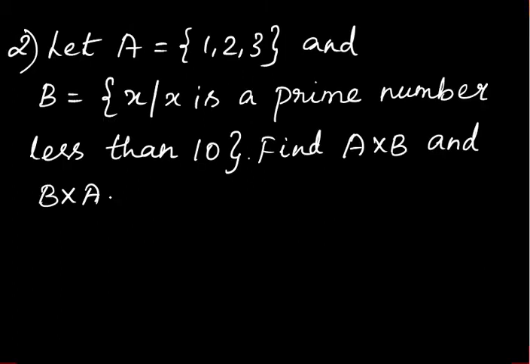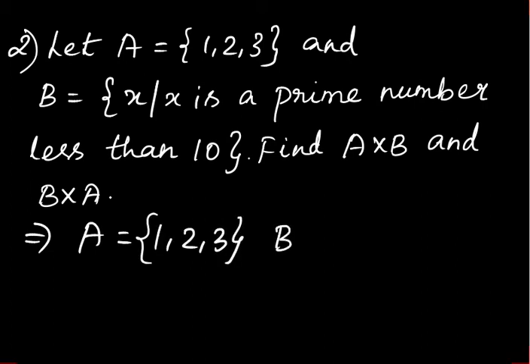Second question, let A is equal to the set of 1, 2, 3 and B is equal to the set of x such that x is a prime number less than 10. Find A cross B and B cross A. Here A value is given directly as 1, 2, 3, but for B they have mentioned that it's a prime number and it is less than 10. So first write the value of A, that is 1, 2, 3. The prime numbers less than 10 are 2, 3, 5 and 7.